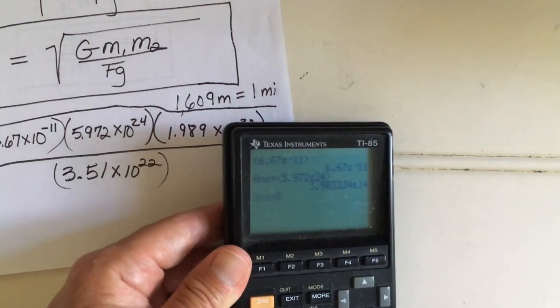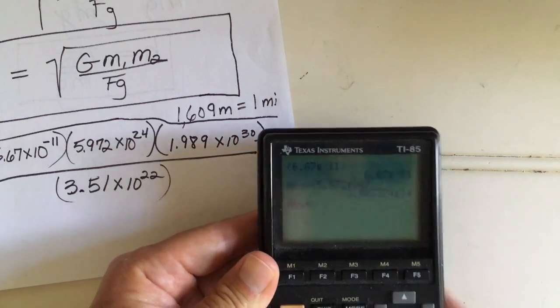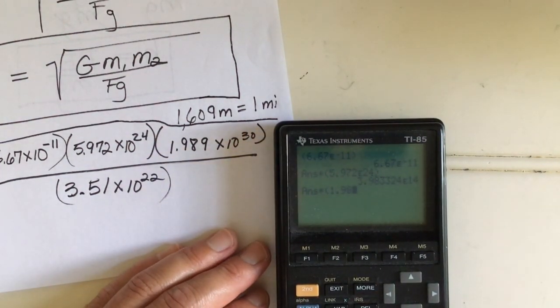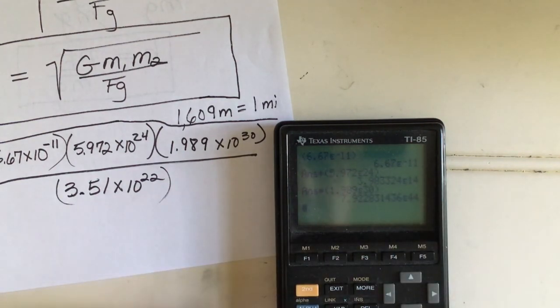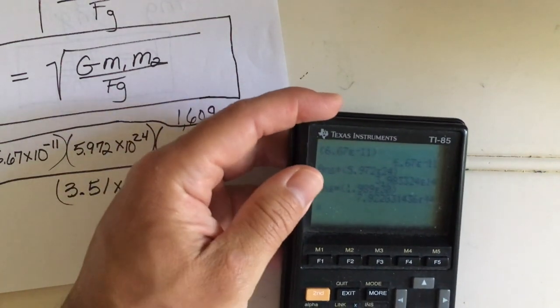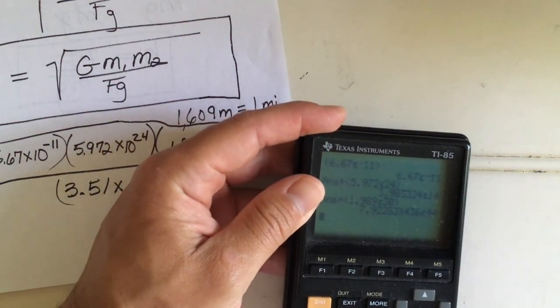All right, then we're going to multiply one more time by the mass of the sun. So times parenthesis 1.989. Hopefully you can see that, times 10 to the 30th, end parenthesis. And now it's 7.9228 31436 times 10 to the 44th.